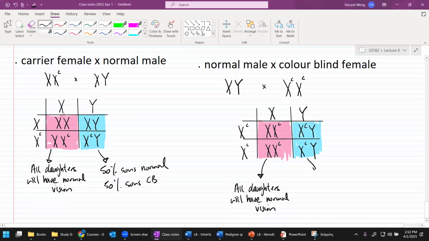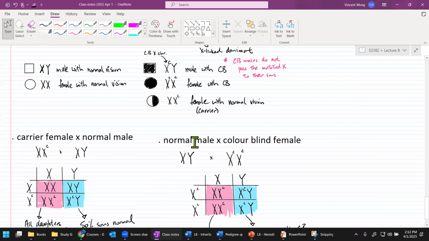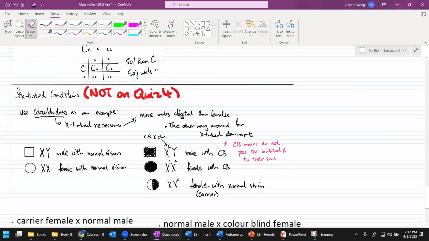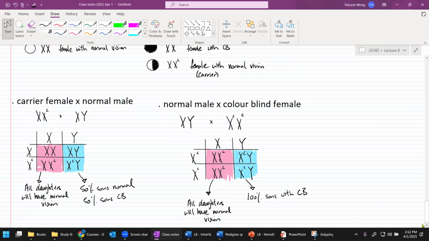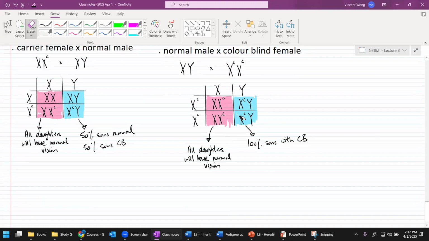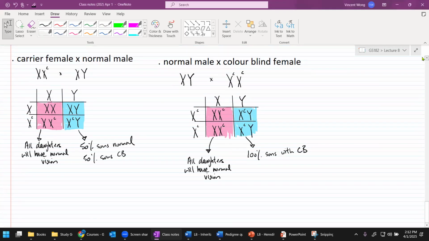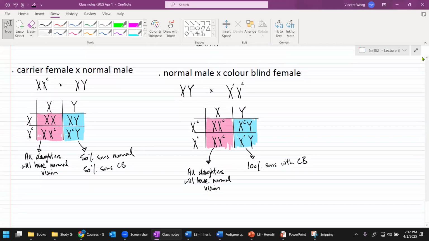Okay? And then for the sons, 100% sons with color blindness. And that's what I was trying to tell you. If it's a recessive trait, more males are affected than females. More males are affected because for males, you only need one mutated X for the condition to show up, not just for color blindness, but for other X-linked conditions as well.